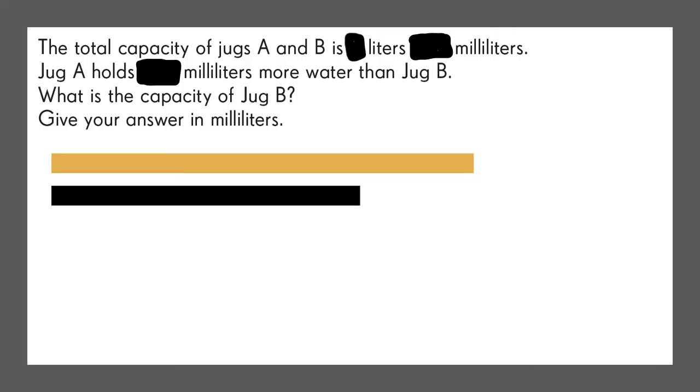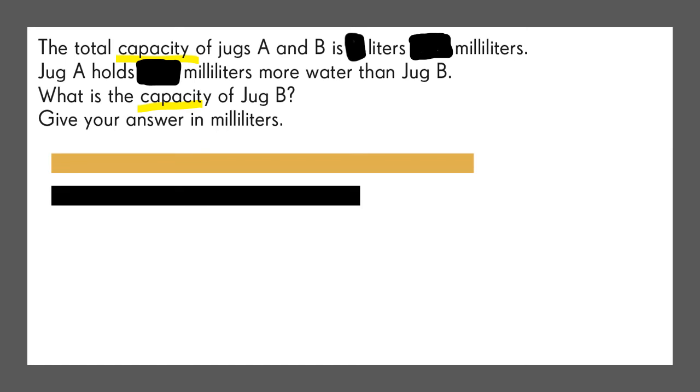All right, here's the next problem that we're going to walk through. This problem says the total capacity of jugs A and B is a number of liters and milliliters. Jug A holds a number of milliliters more water than jug B. What is the capacity of jug B? A couple things here. Capacity is showing up again twice. Remember, that's the amount a container can hold. So that's when we were talking about the big water bottle. I had a red one. It holds a liter.